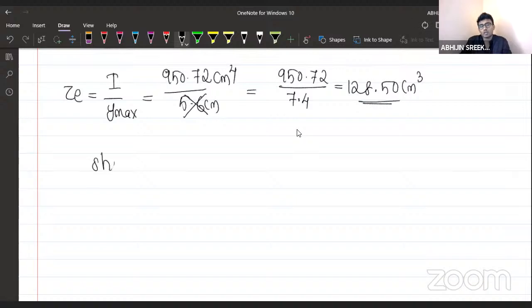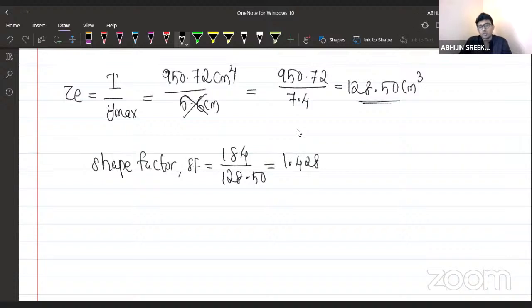So now we can calculate the shape factor value. Shape factor here, that is SF, will be equal to, I think the ZP value was somewhat around 184, divided by 128.50. You will be getting it as 1.428. That will be your shape factor. This will be the shape factor value. So this is how we'll be calculating.